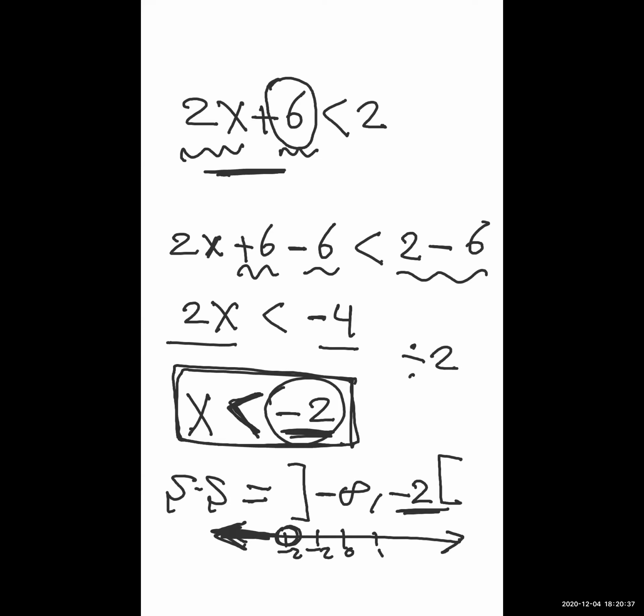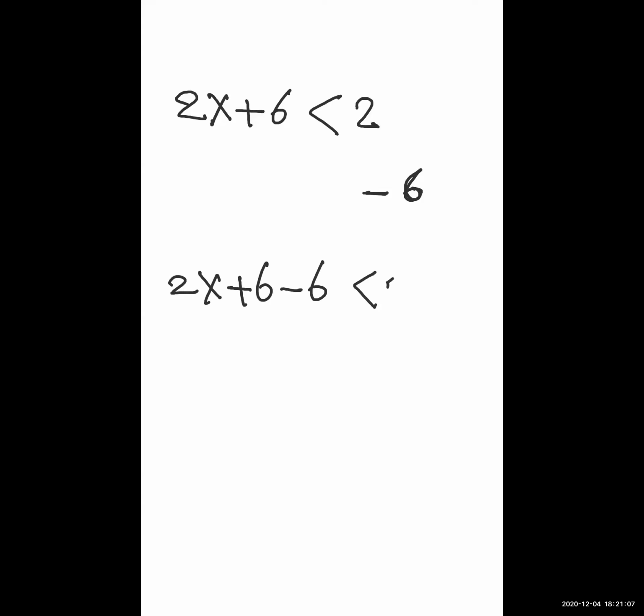Okay, again, guys, how to solve this inequality like 2x plus 6 less than 2. Now I want to get the solution set for x only. This one is 2x plus 6, so I have to get x. First step, I will subtract 6 from the two sides. So 2x plus 6 minus 6 less than 2, so that I can remove this number.